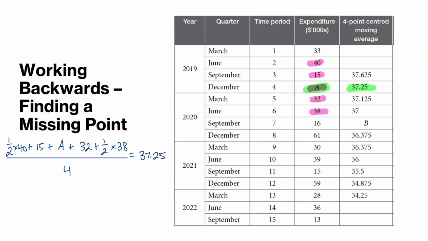There are 2 ways that you can solve this now. One, you could put this equation into a solve function using a CAS calculator like a Casio ClassPad, or alternatively, you could solve the equation using inverse operations. First step, I'll multiply both sides of the equation by 4. Then I'll simplify the left-hand side of the equation, so I'll look at what is half of 40 plus 15 plus 32 plus half of 38. I get A plus 86 is equal to 149. To find the value of A, I'll subtract 86 from both sides.